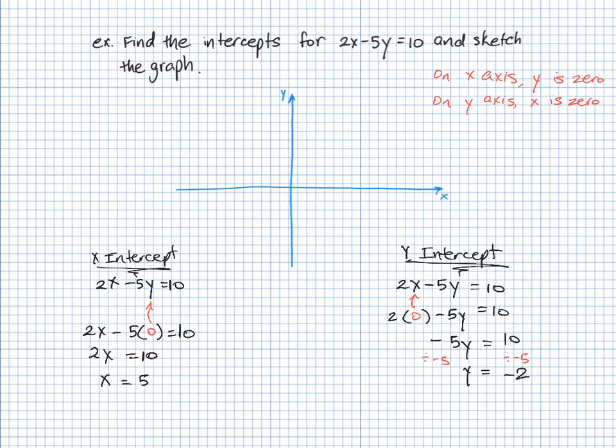All right, so now that we have our y-intercept and our x-intercept, we can go ahead and plot those points and sketch our line. So our x-intercept is 5: 1, 2, 3, 4, 5. That's one of our points here. And our y-intercept is negative 2: negative 1, negative 2. So that's our second point. And we can go ahead and draw a line connecting those 2 points, and that is our sketch.